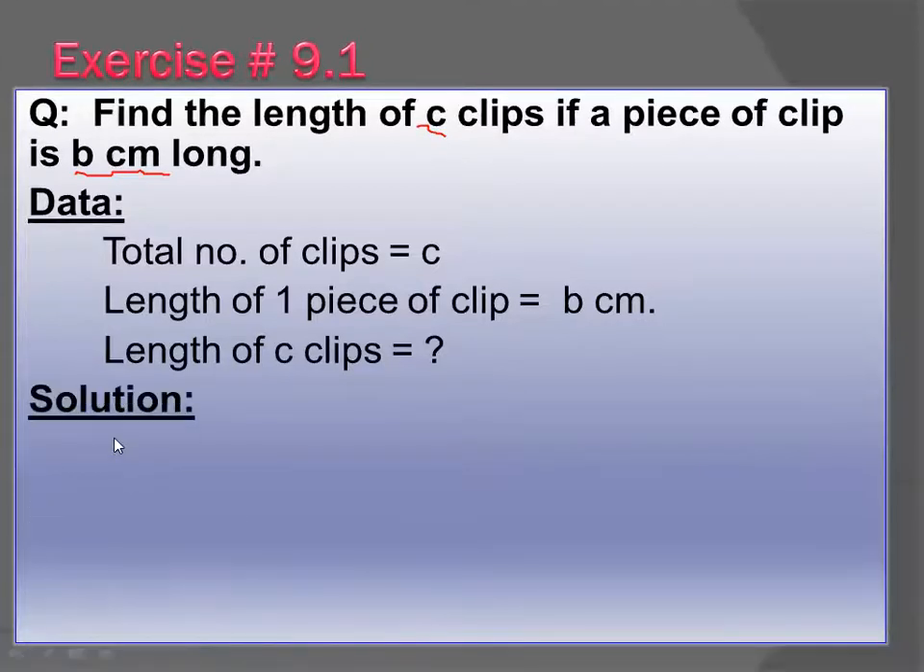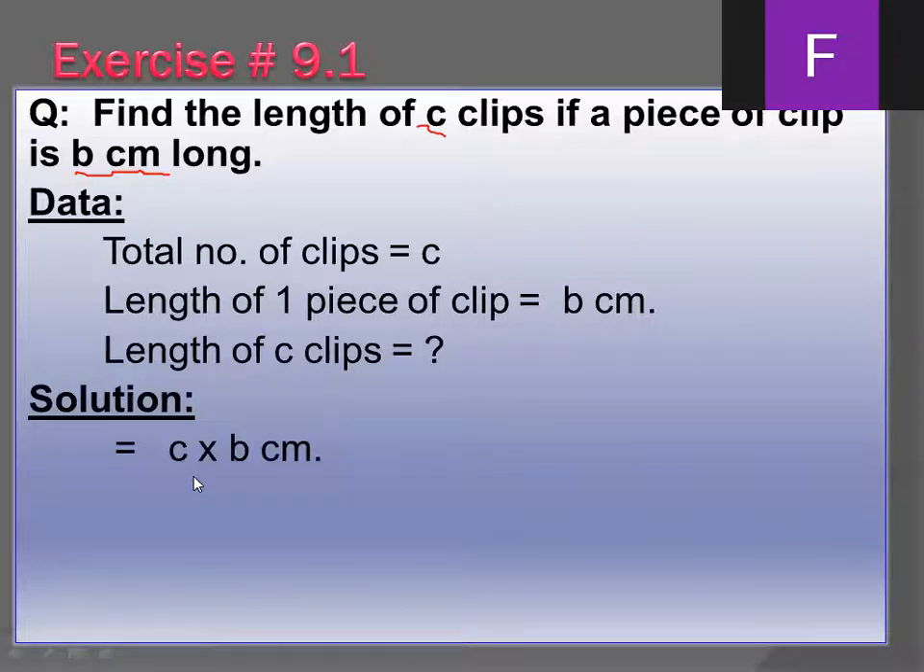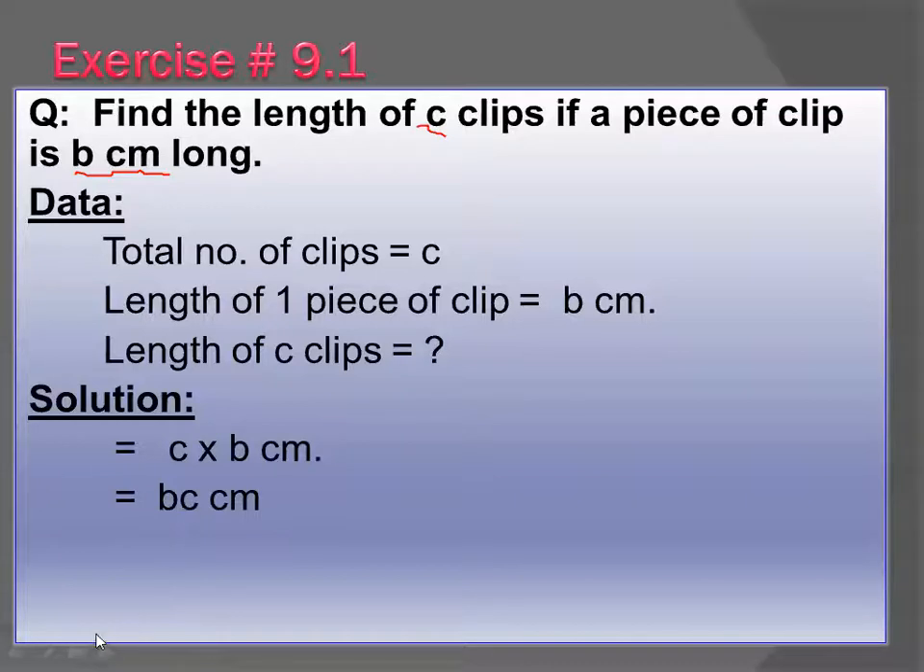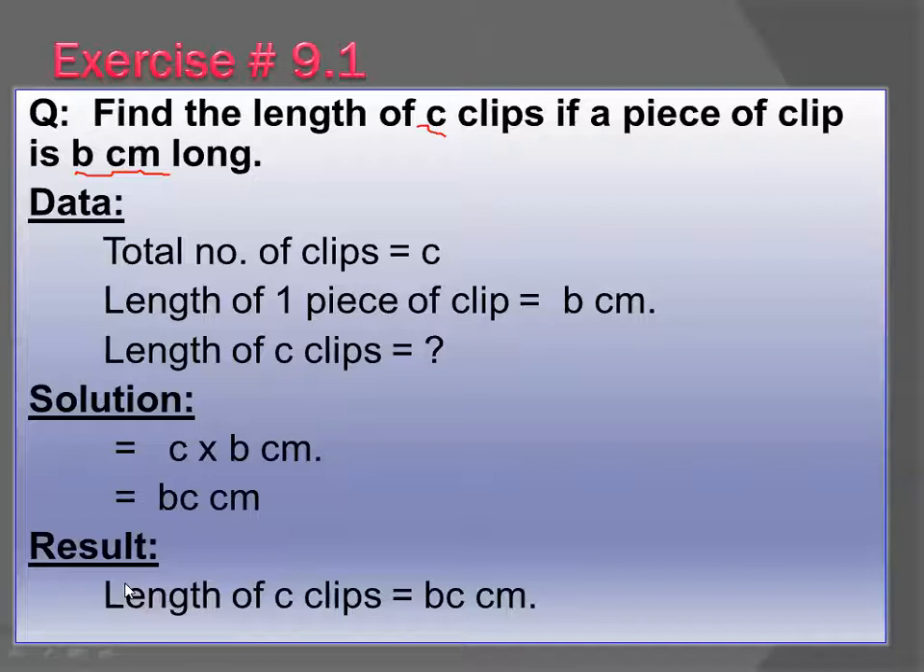So what will be the solution here? Simply you will write C multiplied by B centimeter. As I told you earlier, there is no need to write the sign of multiplication in algebra. So how will you write it? You will simply write BC centimeter. BC means what? B multiplied by C. Okay, so is that clear? So what will be your answer? Length of C clips is equal to BC centimeter. Is that clear?